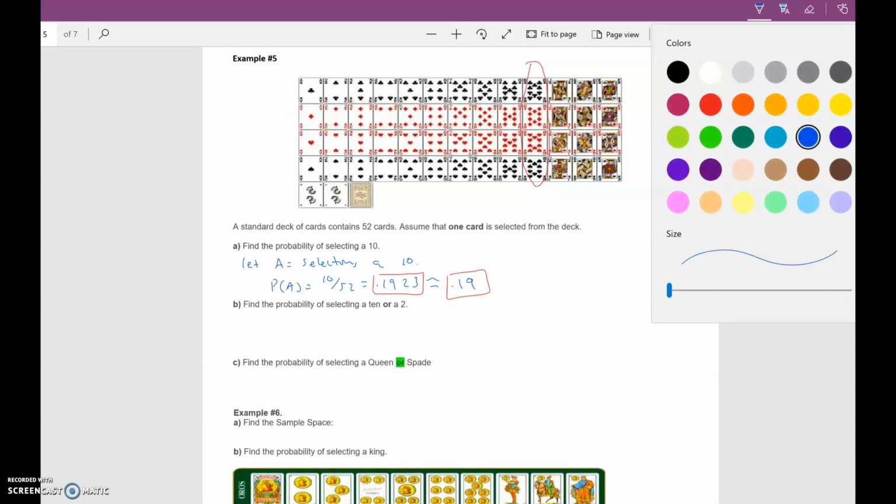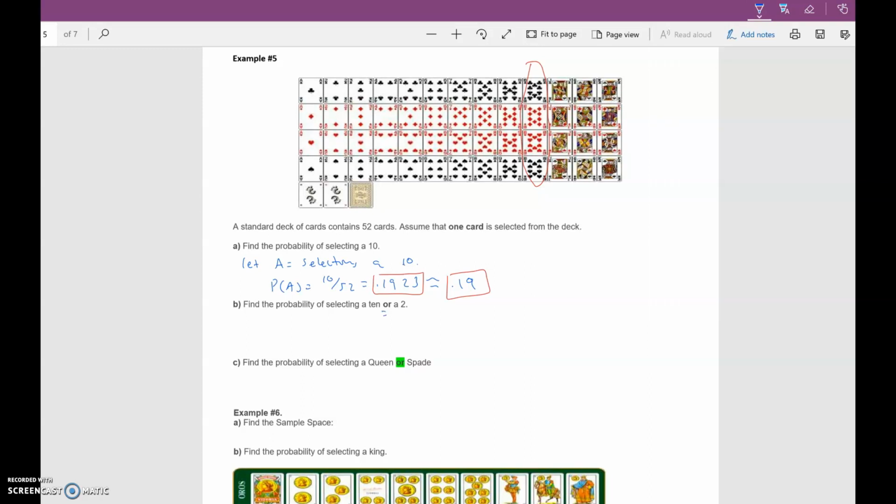Now, they're actually adding a union to the event. In this case, selecting a 10 or a 2. So we already wrote technically A. In this case, let me just say let B, and then B is going to be selecting a 2. So the probability of B, it's going to be, well, your 2s are actually here. And you're also going to have a total of 10 out of 52.